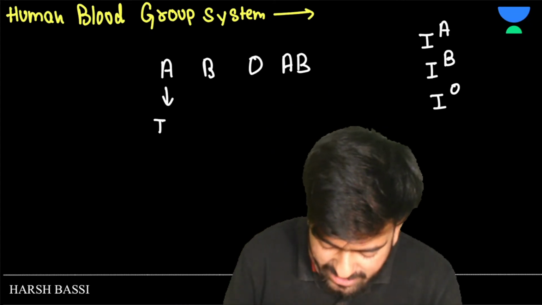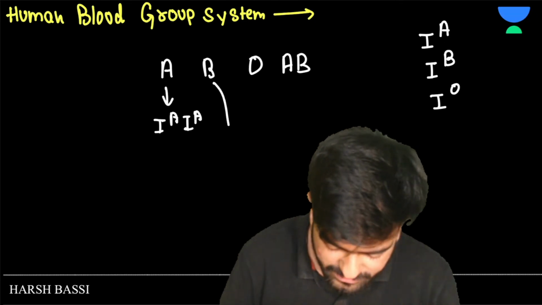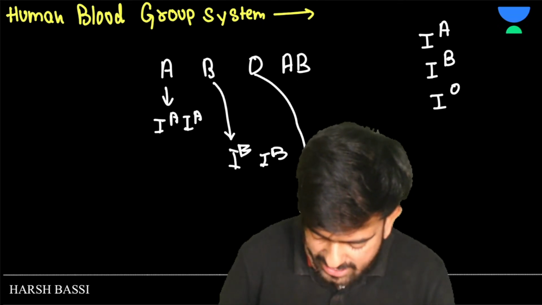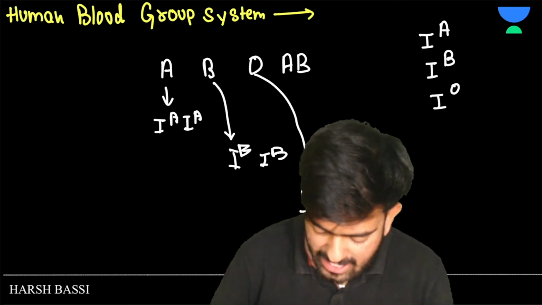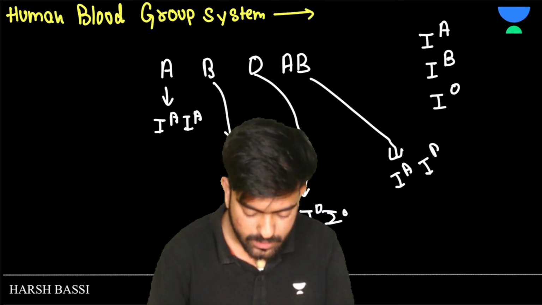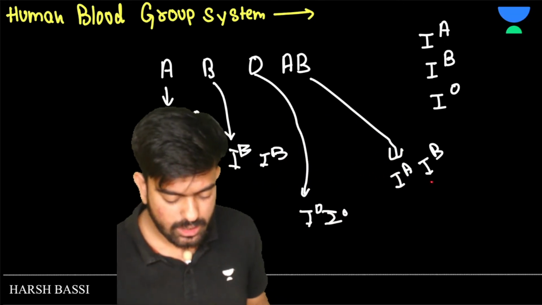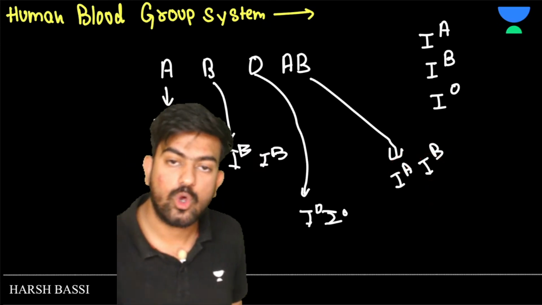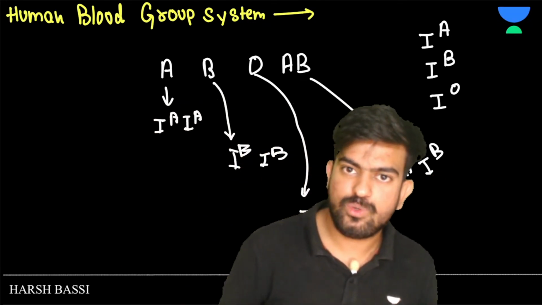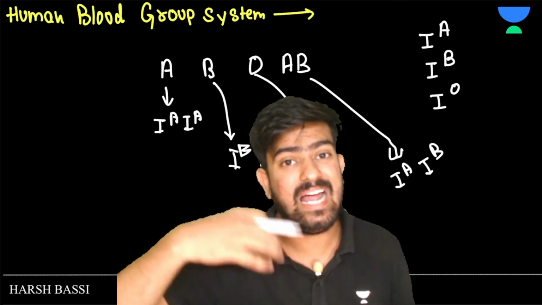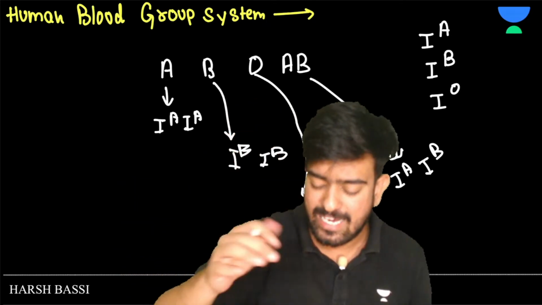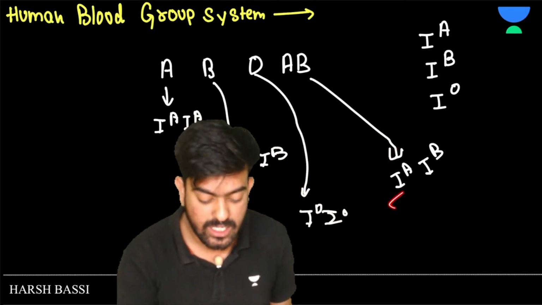For A we have IA, for B we have IB, for O we have IO, and for AB we have IA and IB. Can you see here? This is the case of codominance. Blood transfusion and how IA and IA is formed, how IB and IB is formed, we are going to discuss in multiple allelism. But as of now, this is an example of codominance.